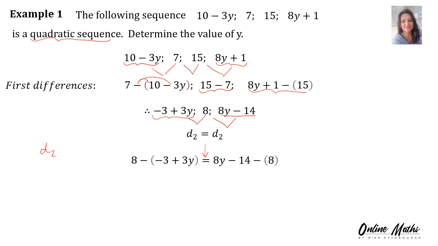Then I'm going to solve for y. First of all I'm going to multiply in this negative and it becomes, on the left hand side, 11 minus 3y, and on the right hand side 8y, and negative 14 minus 8 is negative 22. Now I'm going to solve for y. So I will take the negative 3y across and bring the negative 22 to the left hand side, and I end with 33 is equal to 11y, and if I solve I find y is equal to 3.